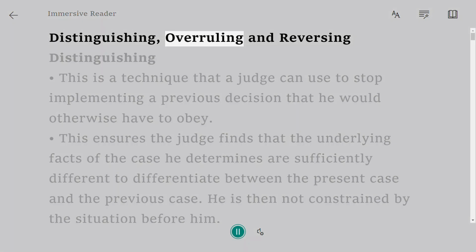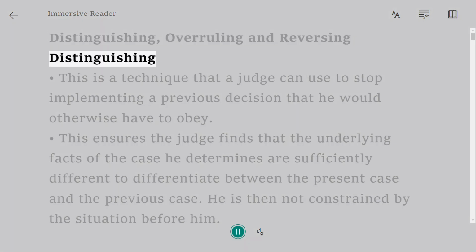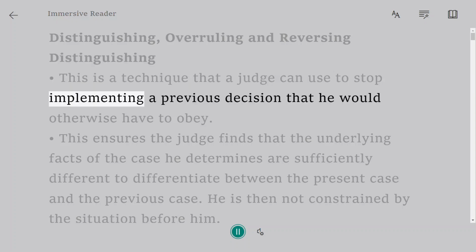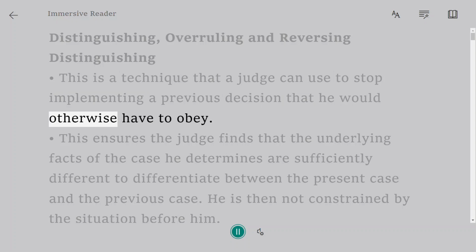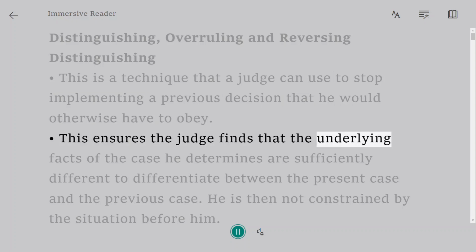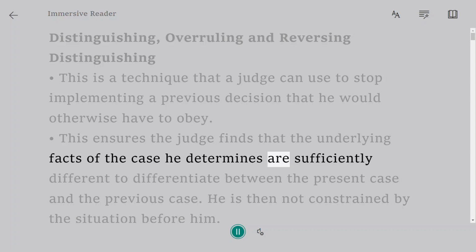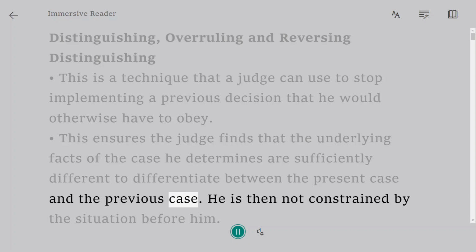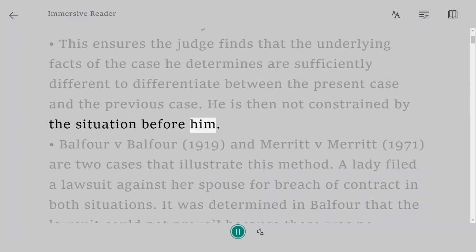Distinguishing, overruling, and reversing. Distinguishing. This is a technique that a judge can use to stop implementing a previous decision that he would otherwise have to obey. This ensures the judge finds that the underlying facts of the case he determines are sufficiently different to differentiate between the present case and the previous case.